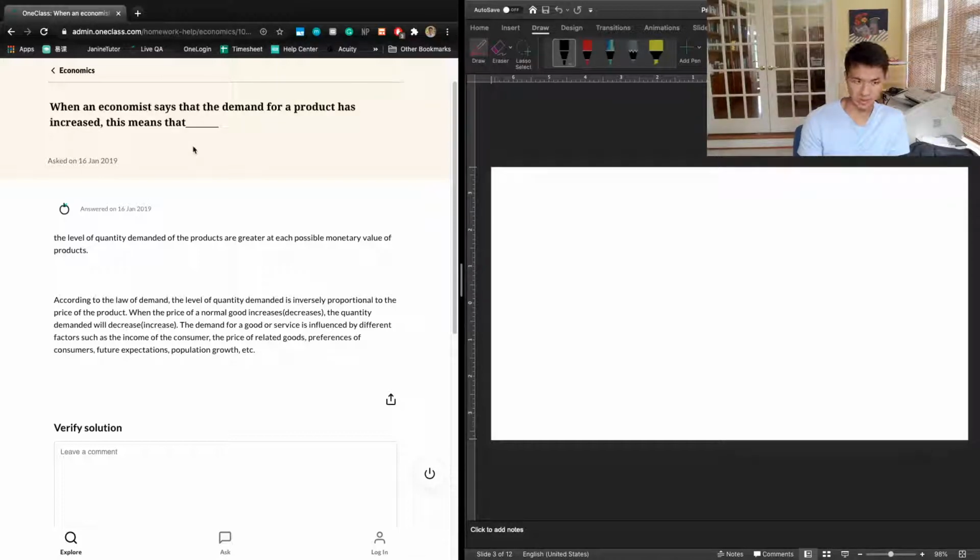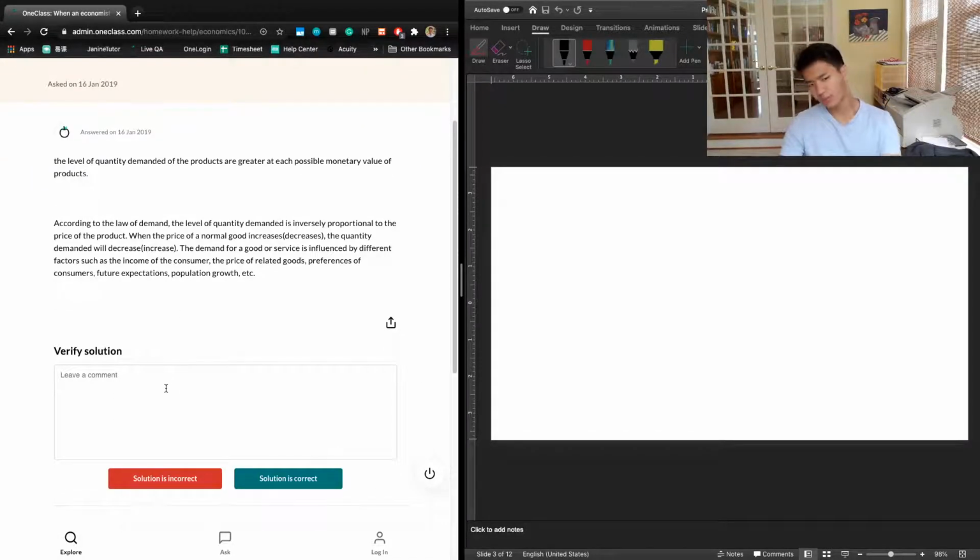Let's take a look at the previous year's answer. Previous year says that when an economist says that the demand for a product has increased, this means that the level of quantity demanded of the products is greater at each possible monetary value of products. That's true. That's basically what we said. And so according to the law of demand, the level of quantity demanded is inversely proportional to the price of the product. When the price of a normal good increases or decreases, the quantity demanded will decrease or increase. Demand for a good or service is influenced by different factors such as the income of the consumer, the price of related goods, preferences of consumers, future expectations, population growth, etc. Yeah, that's great.